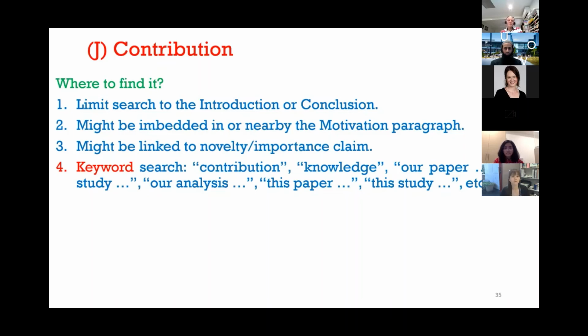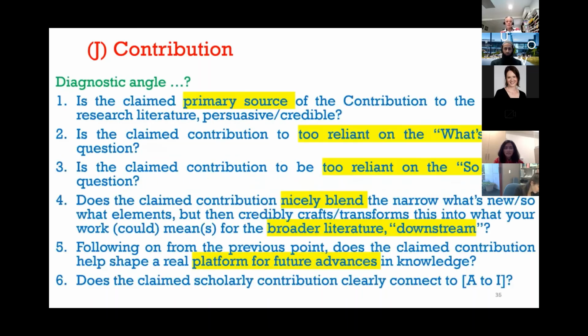So obvious keyword search would be the word contribution, but not all papers, not all authors decide they're going to actually be as explicit about the contribution that their study makes. The word knowledge could help you find it. Our paper, our study, our analysis, this paper, this study could also be helpful. All right, so key findings, I think, is self-explanatory.